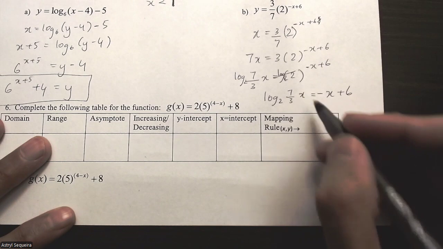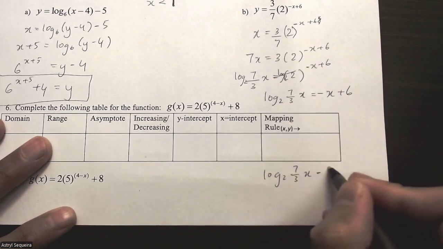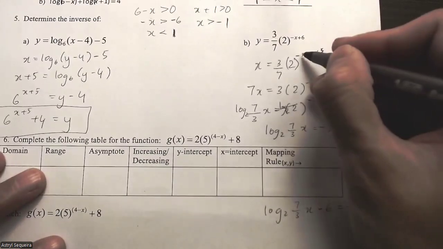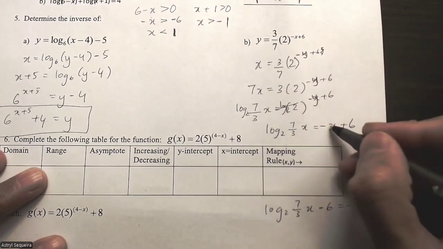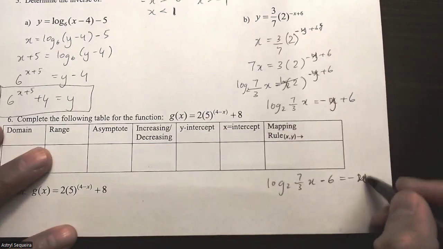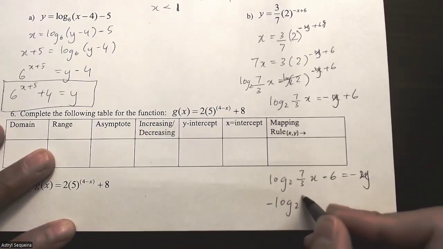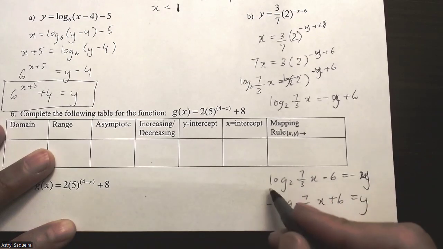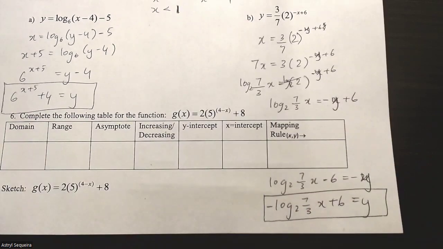I'm going to subtract 6 on the other side. And then, oh, I don't know why I wrote that as an x the whole time. It's a y. Then I'll divide by -1 on both sides. So it becomes negative log 2, 7 over 3x plus 6 equals y, and that's my inverse function for this one.